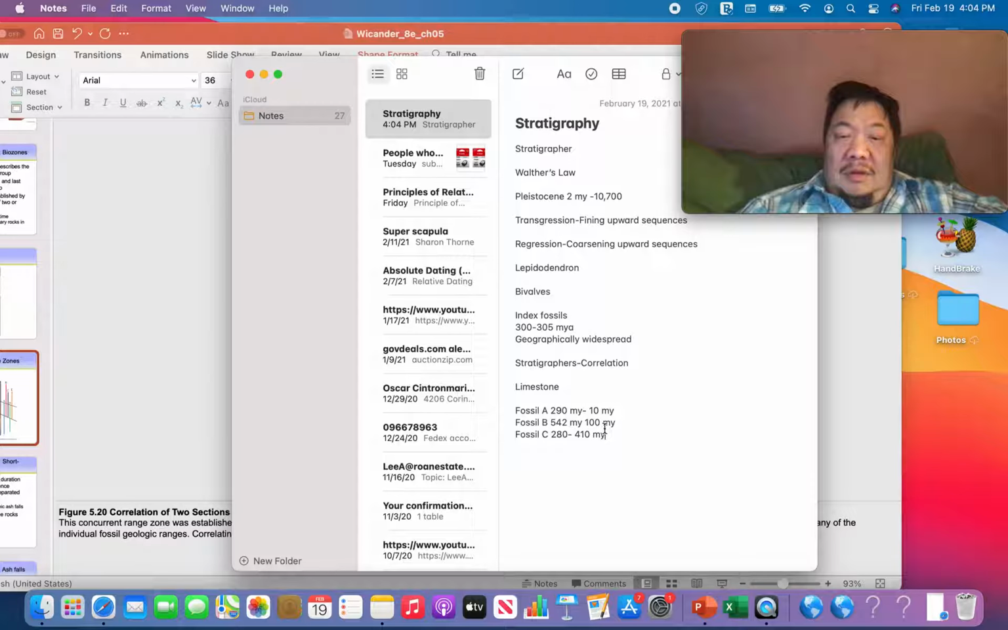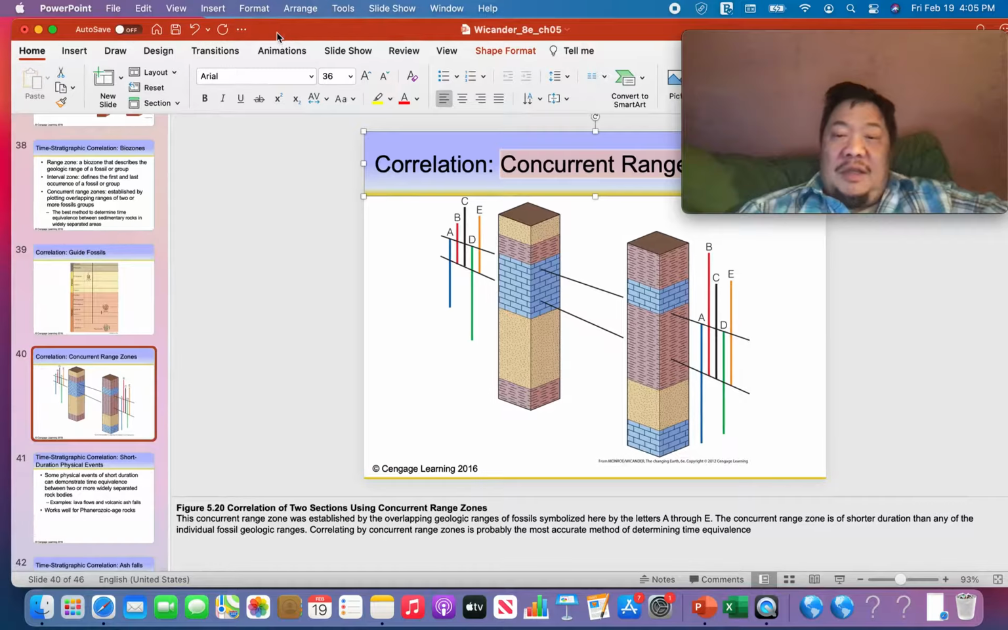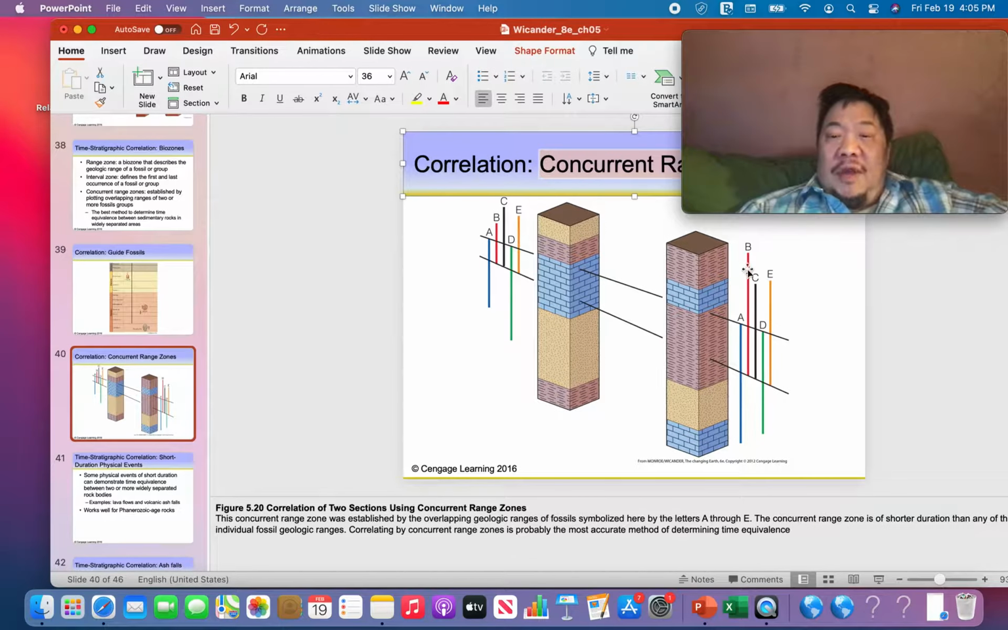280 to 100. So this must have formed between 280 million years ago and 100 million years ago, I think. Let's see, yeah. That's the only time where all three of these could have lived. So the concurrent range method is figuring out the ranges of time where all these species lived, and then finding the time period where all of these could have lived together.